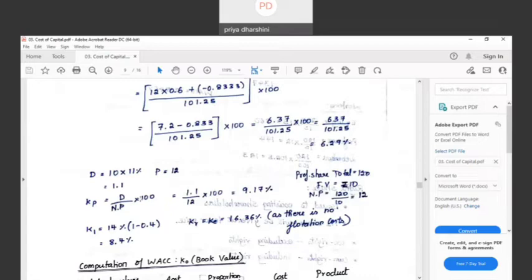So you have to always consider post-tax cost. What is the cost net of taxes? So it is 14% into 1 minus 0.4, which will give you 8.4% as cost of term loans.